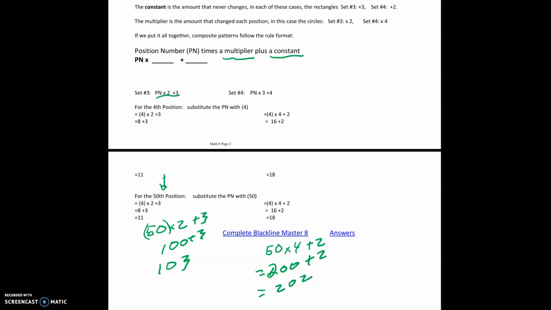And of course, for each of these, we should always start off by writing the rule down. It is listed way up on top, but we should probably write it just above. So position number times 2 plus 3. And then, as I'm always telling you, line up your equal signs as you work down the page. And in the other example, position number times 4 plus 2. Line up those equal signs and we get to the number of tiles at the end.